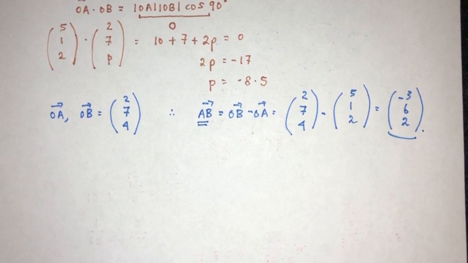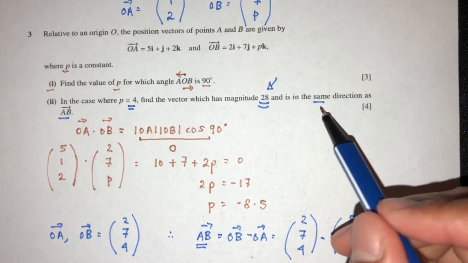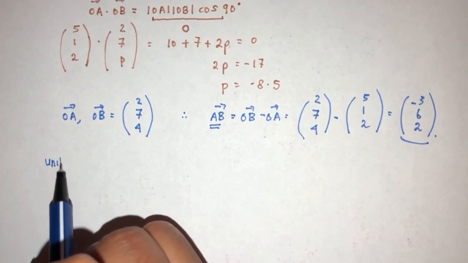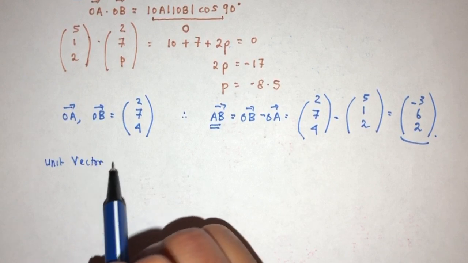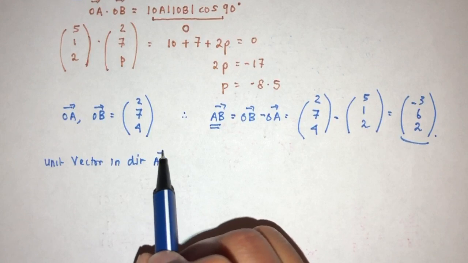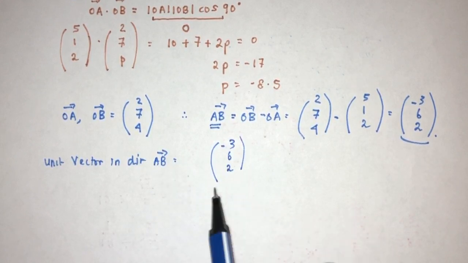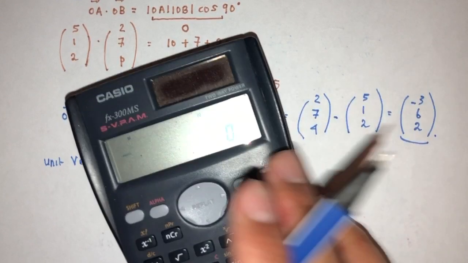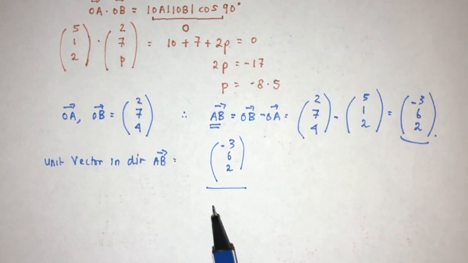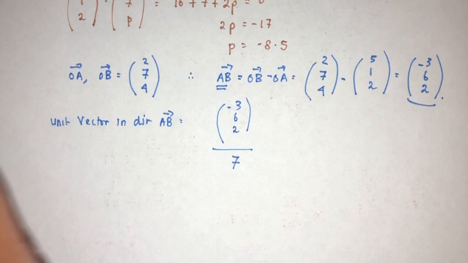Now how would you find the other vector? We know that the magnitude of the other vector is 28. So what we need to do is find the unit vector in the direction of AB. That will be the vector AB divided by its magnitude. That will be what? 3 squared, 9 plus 36 plus 4, that should be 49. So the root of 49 is 7. Okay, so that will be the unit vector in the direction of AB.